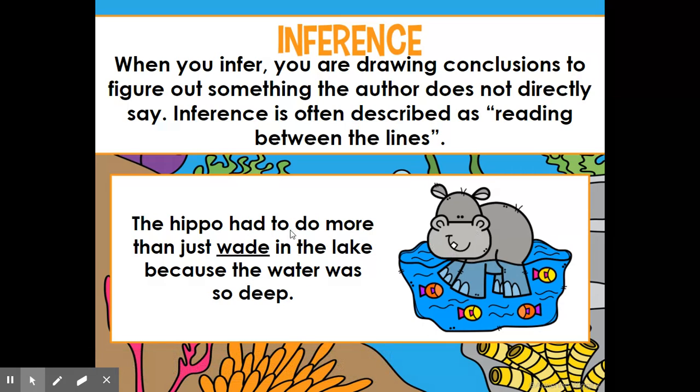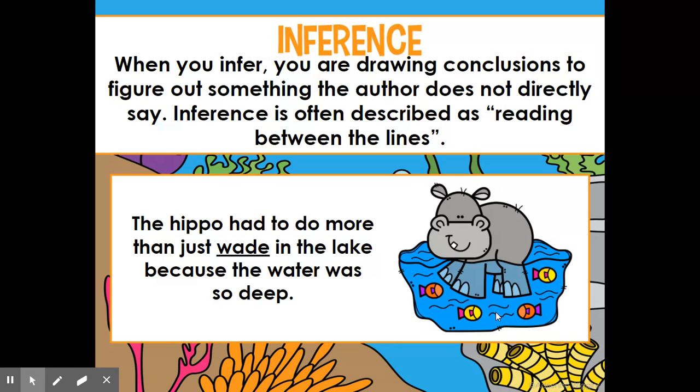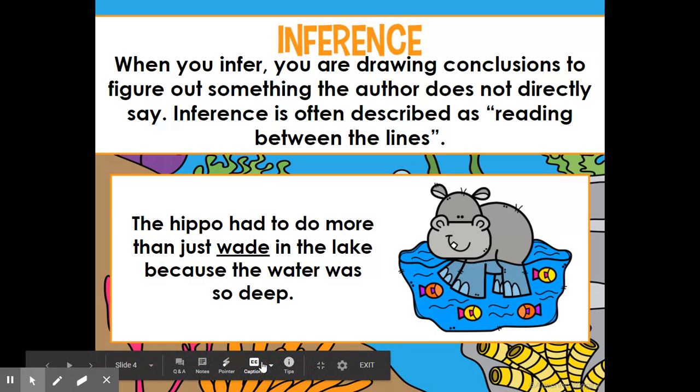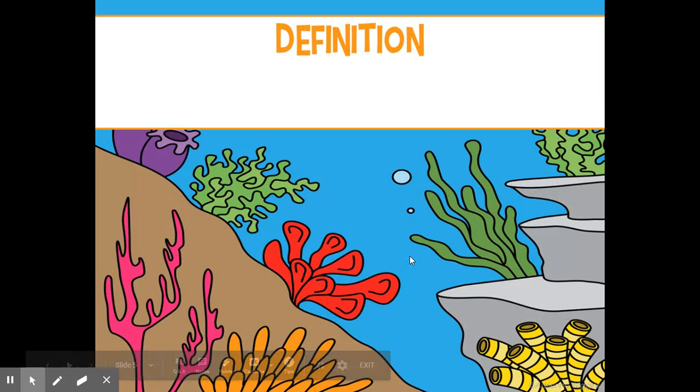All right, it says the hippo had to do more than just wade in the lake because the water was so deep. And wade is when you're walking into the water, and you normally wade into shallow water, but he had to do more than that because the water was so deep. It didn't tell you what wade meant. You had to infer.